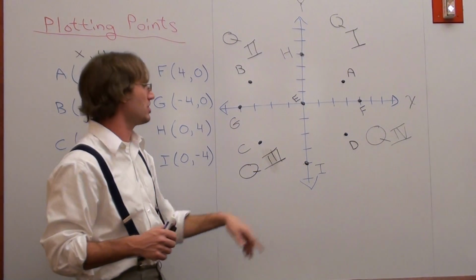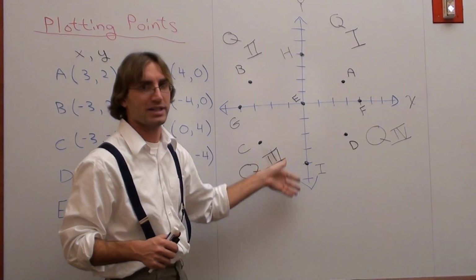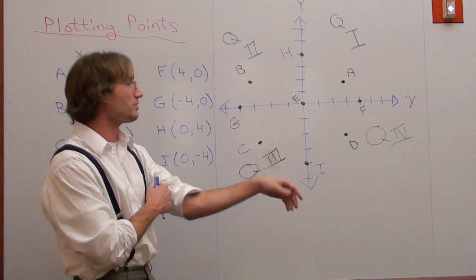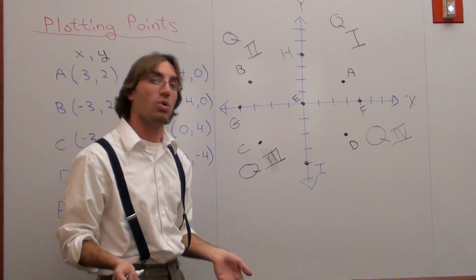Lots of students get that confused. They say, oh, I is quadrant 3 or quadrant 4. No, it's on the y-axis. It's not in any open space. It's actually existing on the line. And E is not on the x or y. You would say it's on the origin.